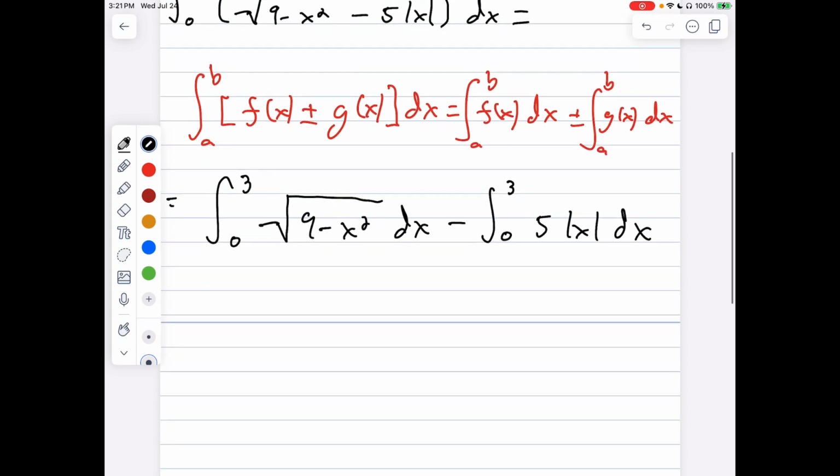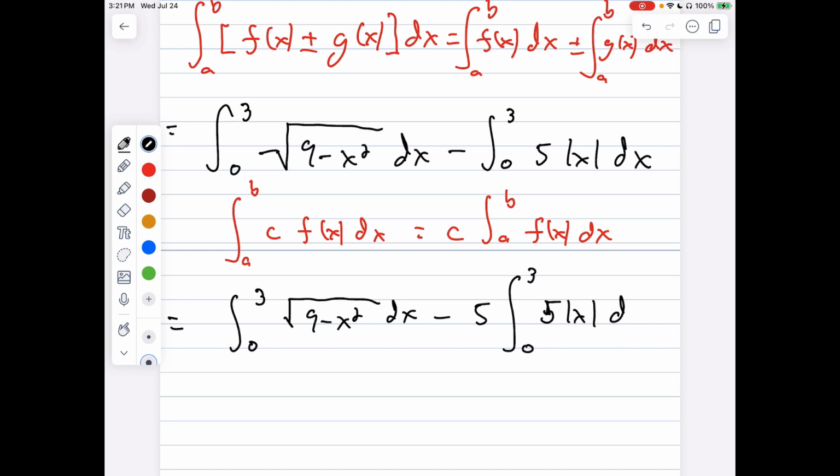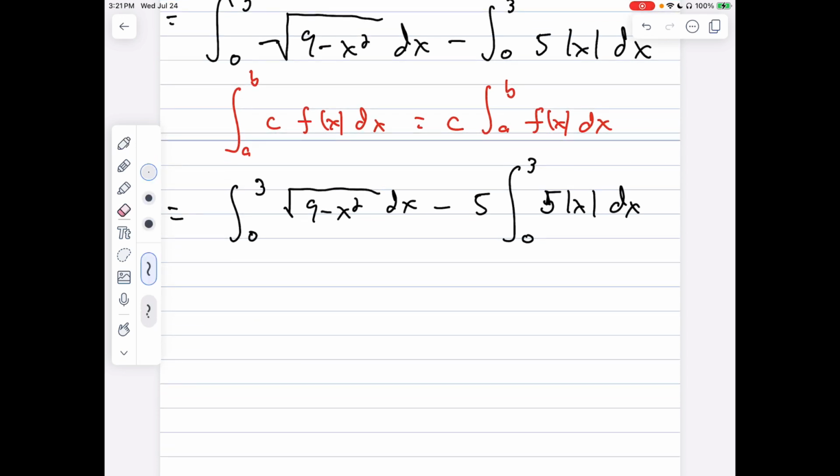One more property of integrals that we're going to use is the following. If you have a constant in front of your function, and you're integrating from a to b, you can factor the constant out and multiply by the integral from a to b of f of x. So in our case, this is the integral from 0 to 3 of square root of 9 minus x squared dx, minus, and I'm going to factor the 5 out of the second integral. Okay, so we'll only use that property in the second integral. I put a 5 there accidentally, sorry about that. So we factored the 5 out.